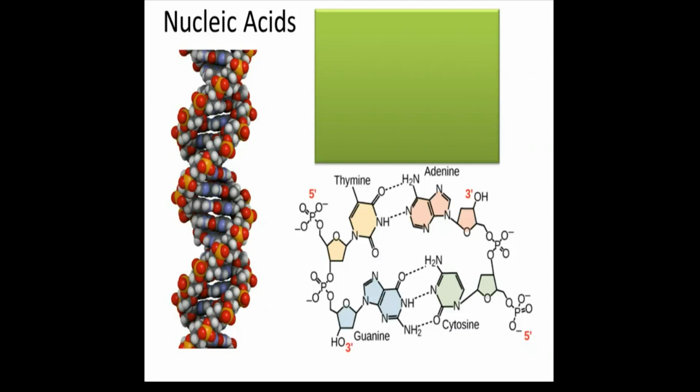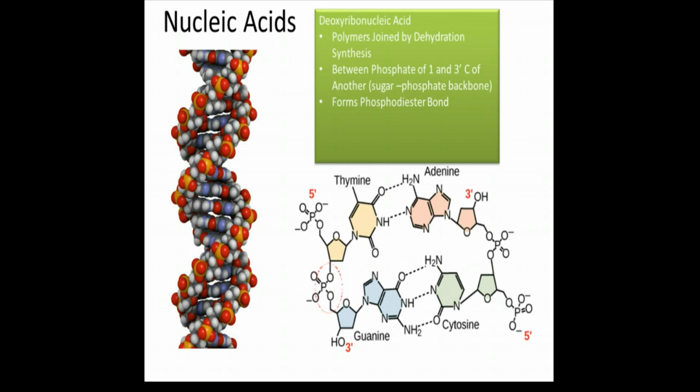Nucleic acids, DNA, otherwise known as deoxyribonucleic acid. These are polymers joined by dehydration synthesis to form a phosphodiester bond. This bond is circled in red. It's a phosphodiester because you have a phosphate group followed by 2 oxygens in the bond, linking the 2 nucleotides together. So 2 esters instead of 1.